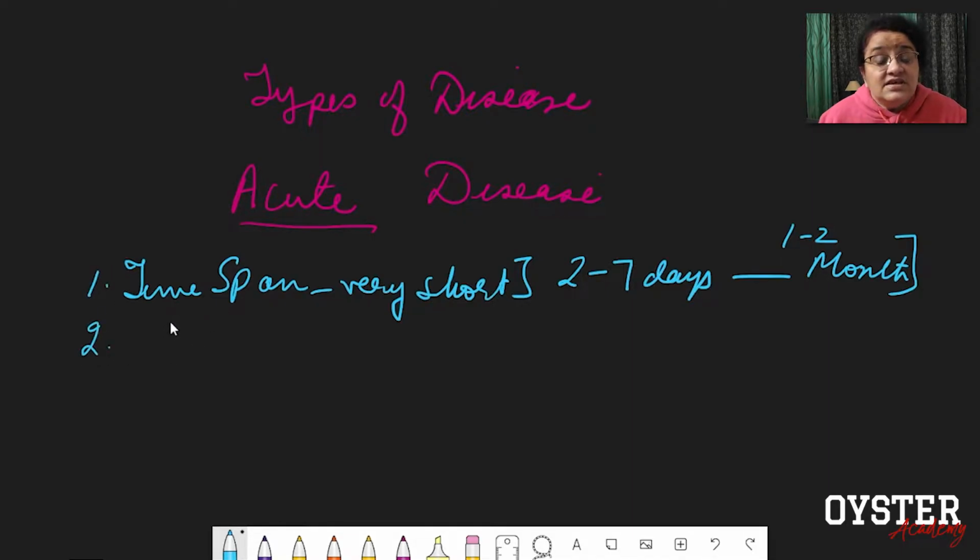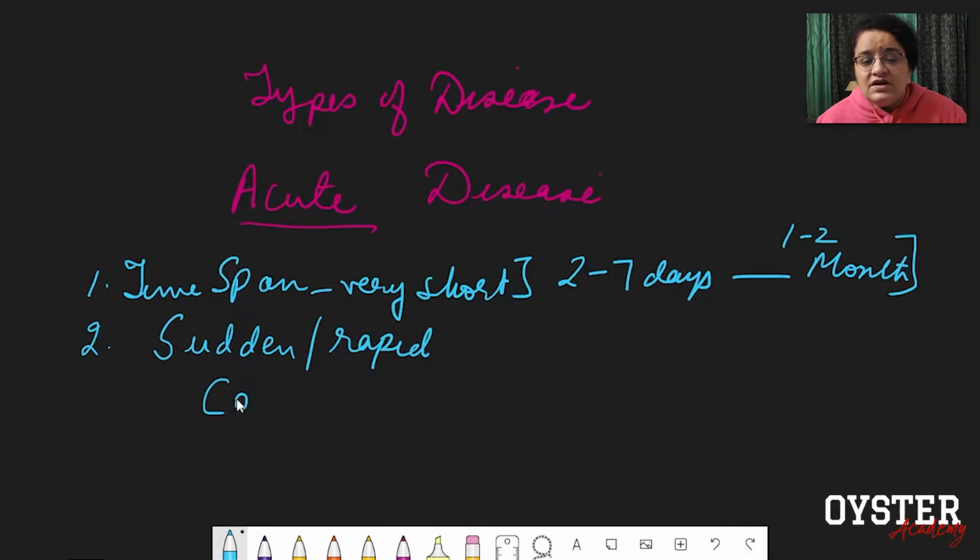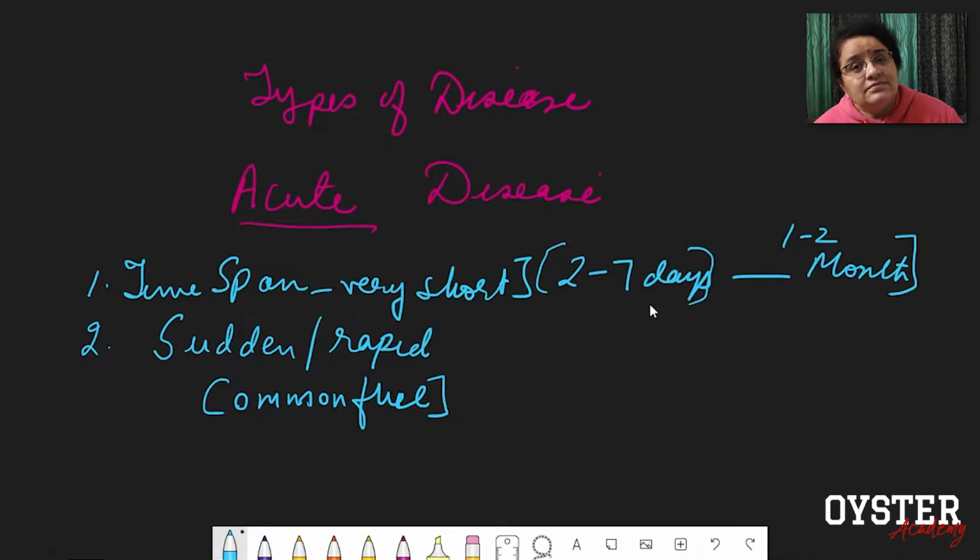Second, how this disease occurs in the body. It means the onset is sudden or rapid. For example, if we take the common flu, all of a sudden you may feel there is a running nose. You may have a running nose, sneezing or coughing or headache. But this common flu stays there only for a week or 2 days and it goes away. You will not say, ma'am, I'm not able to give the exam because 3 months ago I had a common flu. Won't it look funny? Yes, it would look funny because it is an acute disease.